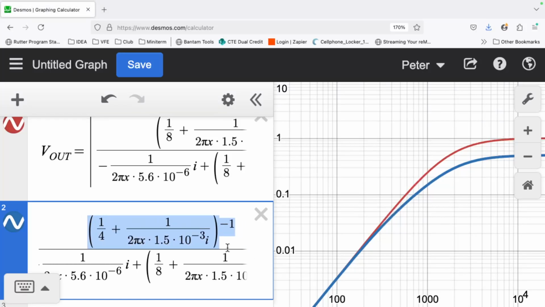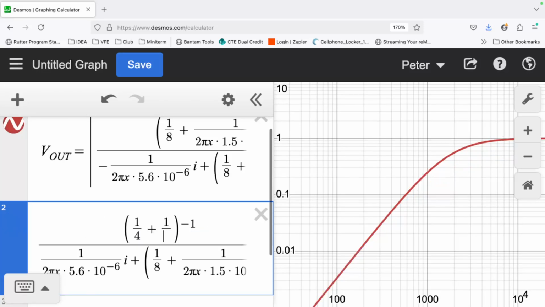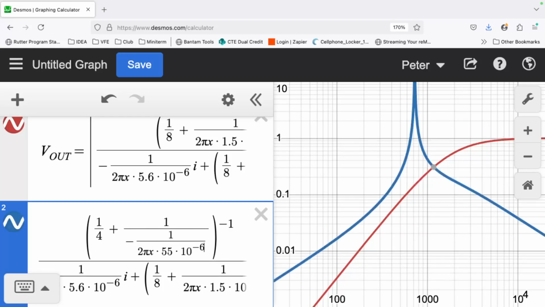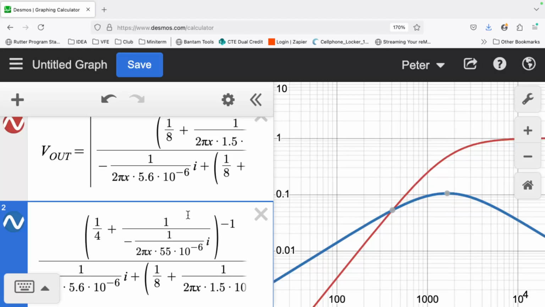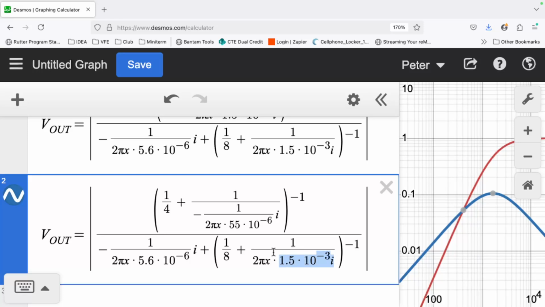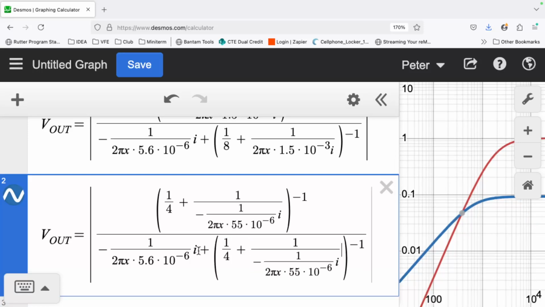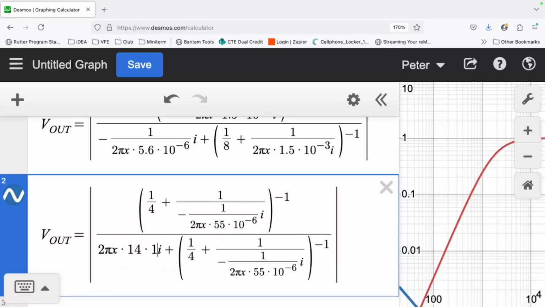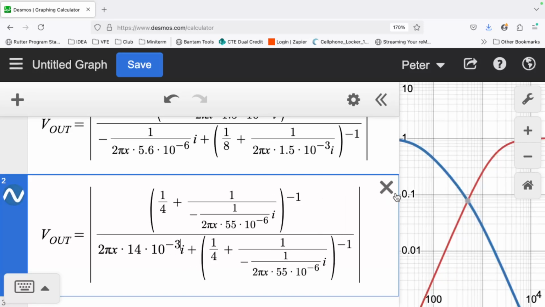And then this down here at the bottom is no longer an inductor, it's a capacitor, so it goes negative 1 over 2 pi x times, and then what's my capacitance, 55 times 10 to the negative 6, and then my I goes to the side this time. And then I'm going to take the guts of this, and I'm going to copy it down here. And you can see what's happening in real time as I update these graphs. Go like that, and make sure that guts is changed. And then down here, now this is an inductor, so it goes 2 pi x times the inductance, which was 14 times 10 to the negative 3rd power, and boom.